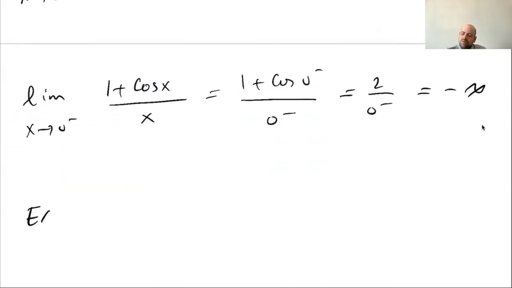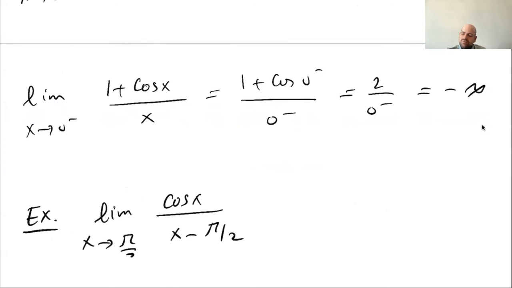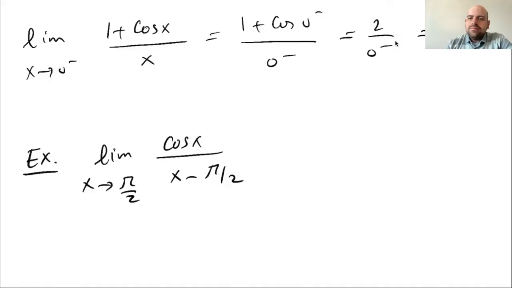And the next example, limit of cos x divided by x minus pi half, as x approaches pi half this time. In the previous examples, x approached 0. This time x approaches pi half. Okay, so let's replace x with pi half first.